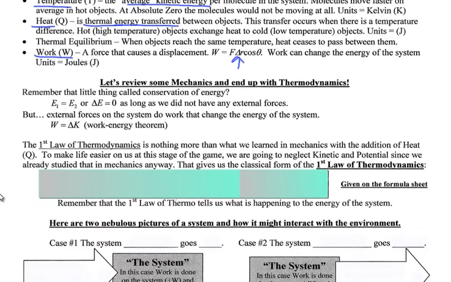Okay, so let's review some mechanics and talk about thermodynamics. Basically, we know that energy is conserved. Looking at this equation here, we know that the change in kinetic energy is final minus initial. And how we've always written it, if you have work equals the change in K, we've done K initial plus work equals K final. And that essentially is the same thing as what we're talking about here.